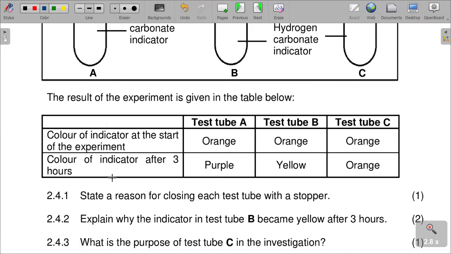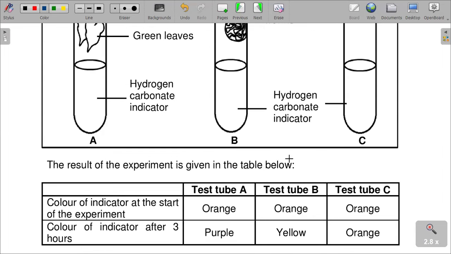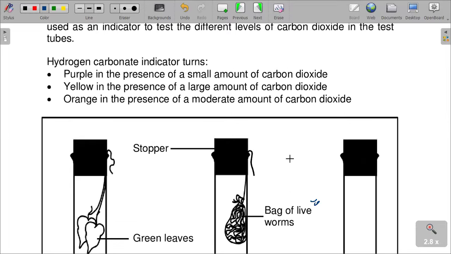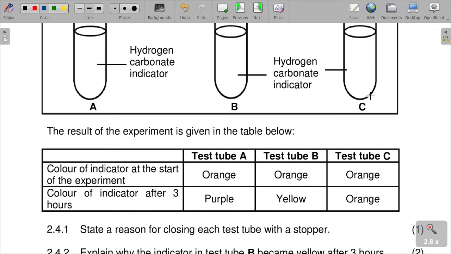Color of the indicator after 3 hours, it was purple, yellow, and also orange, according to the terms that are given there. We are saying purple in the presence of a small amount of carbon dioxide, yellow for a large amount, and then orange for moderate amounts, as is given in what? In these various specifications or conditions that are given there.